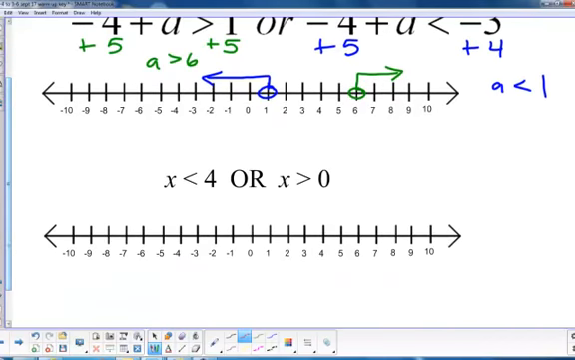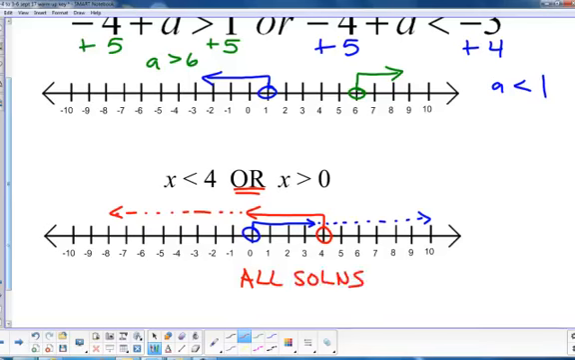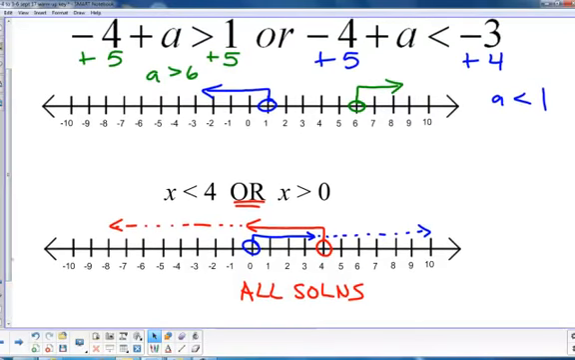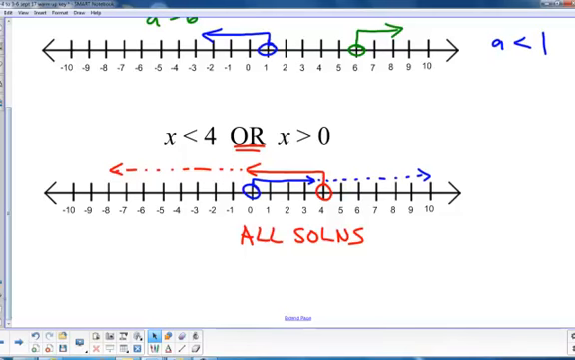In this one, we have x is less than 4, and then it says, or x is greater than 0. So they're going towards each other. Now the blue continues this way. The red continues this way. The word says "or." So in this graph, where is one line or the other line or both lines? That's the entire graph. So it's all solutions. No matter which number you plug in, that will work. So that's "or." So a quick little recap.